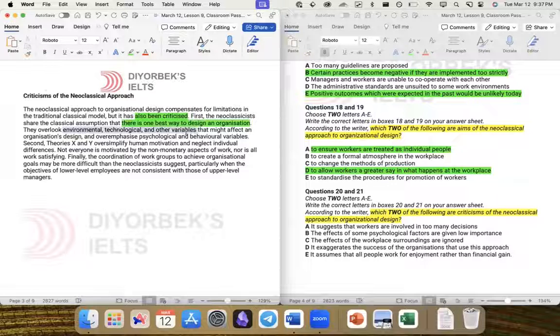They overlook environmental, technological, and other variables that might affect an organization's design and overemphasize psychological and behavioral variables.